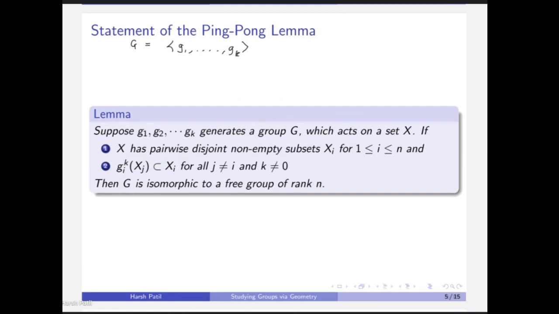There are finitely many elements, and they generate the group. Let's say this group acts on a set X such that X is a disjoint union of X1, X2, up to Xk. The second condition is that Gi maps the set Xj to Xi, so it maps every set other than Xi itself to Xi.